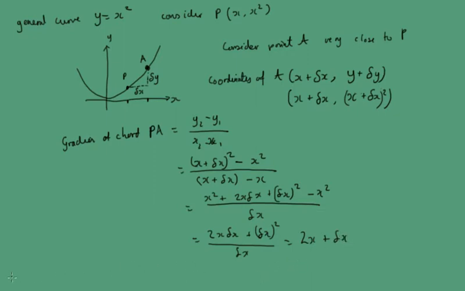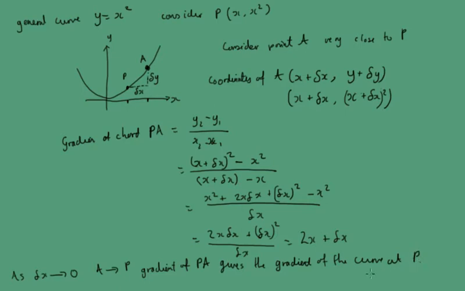Now as dx tends to 0, so these points P and A get closer and closer together, as dx tends towards 0, A tends towards P, and the gradient of PA gives the gradient of the curve at point P, which in this case would be equal to 2x.